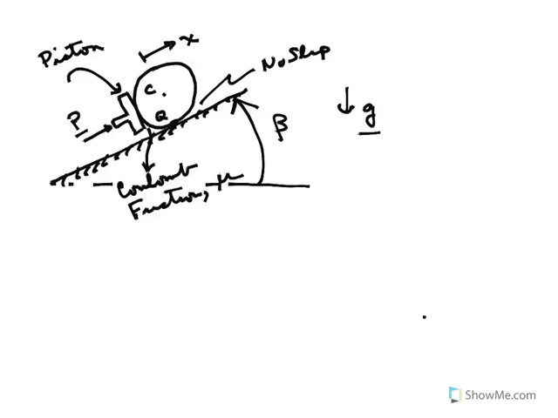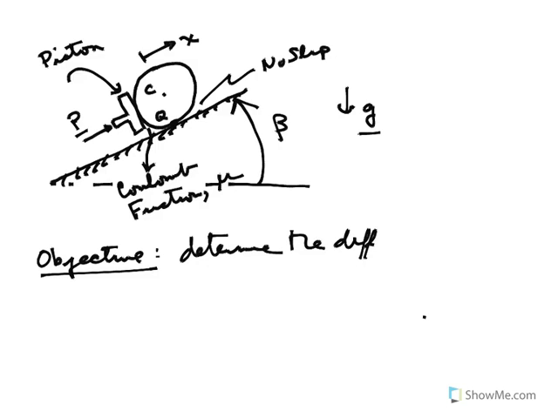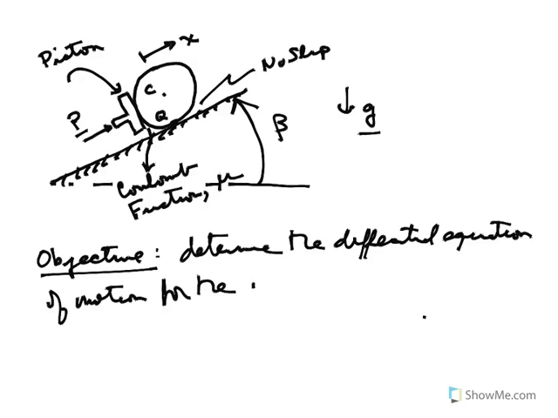So the goal, as always, is to determine the differential equation of motion for the sphere. Now, in this particular case, we have to be really careful because we have to apply the laws of mechanics, but we have to get a lot of information in order to do this, because I did not give you an angle in this case. I gave you a displacement x.